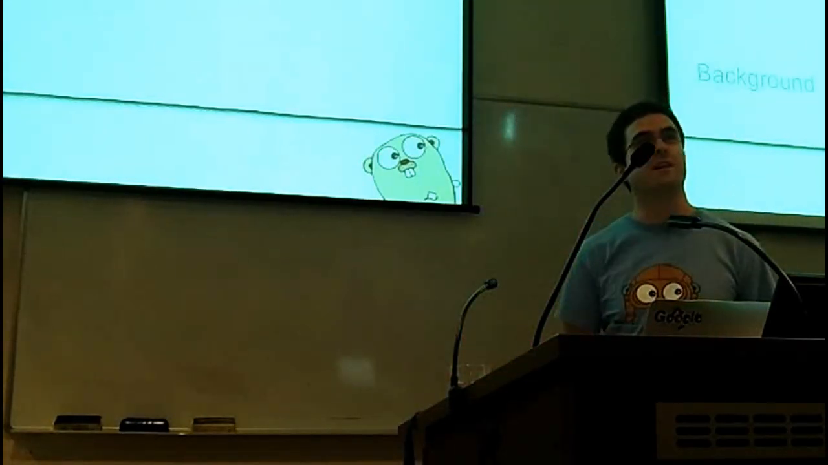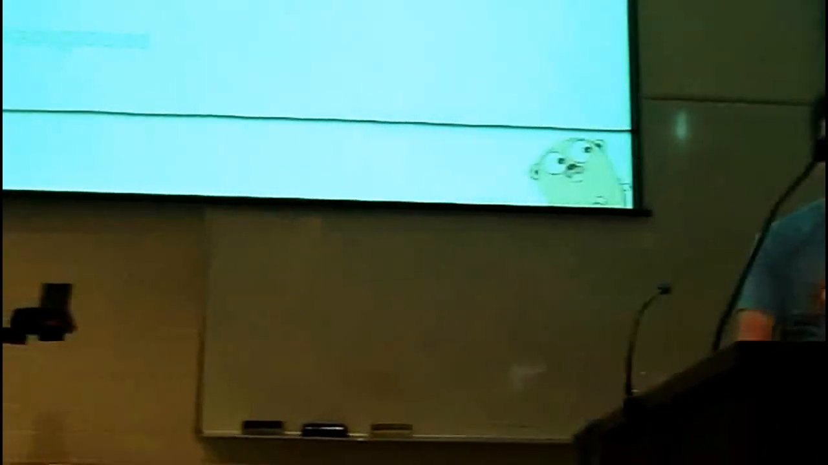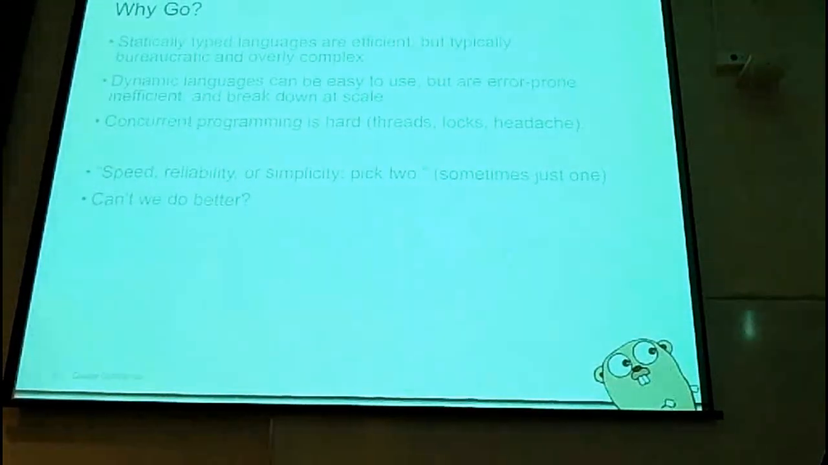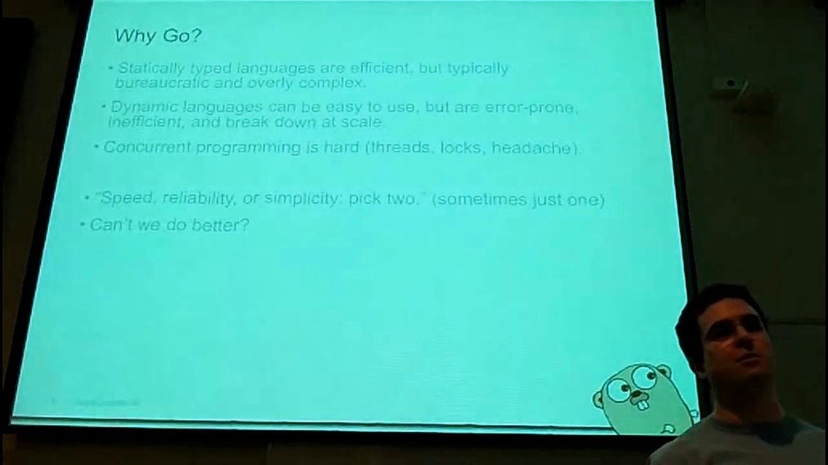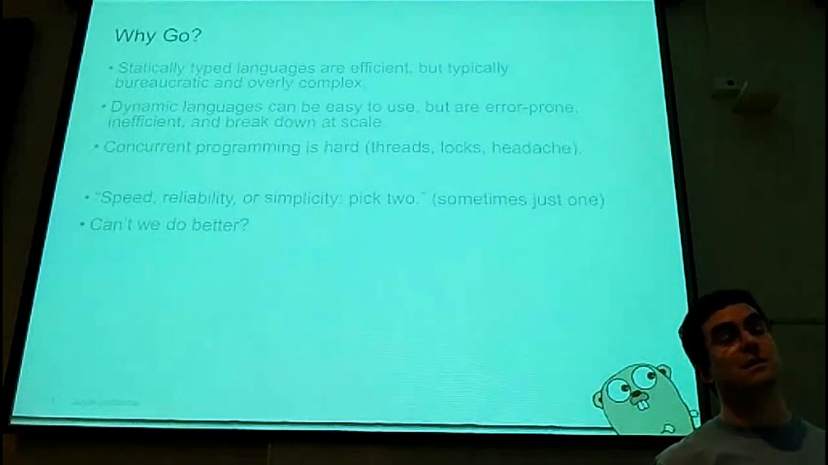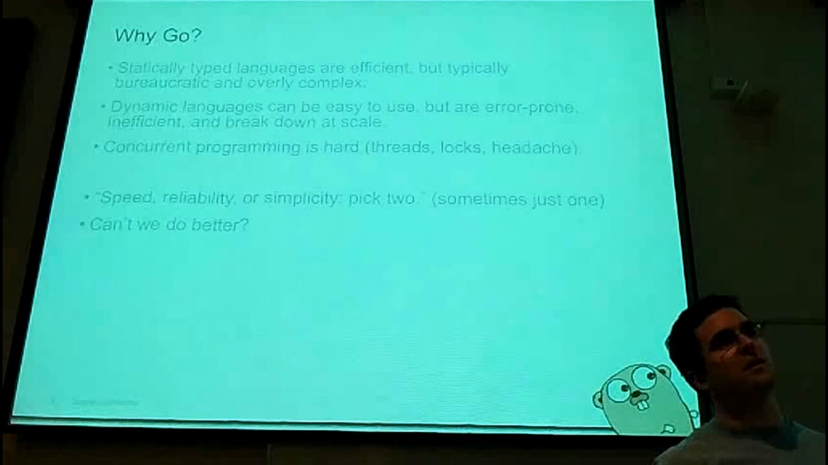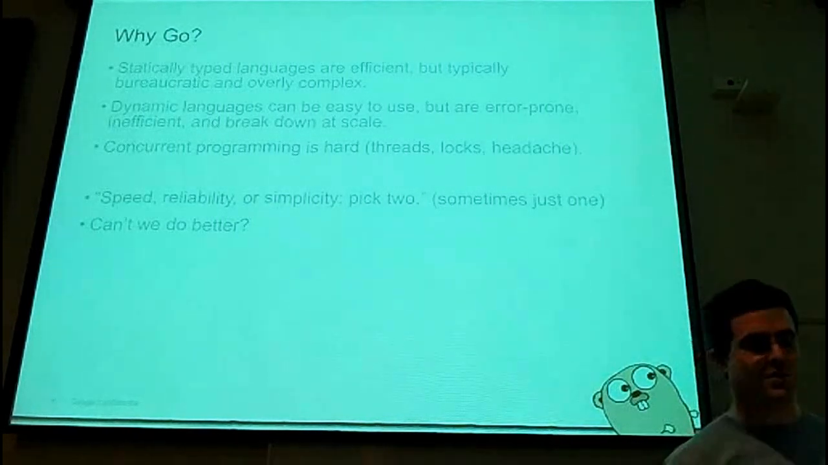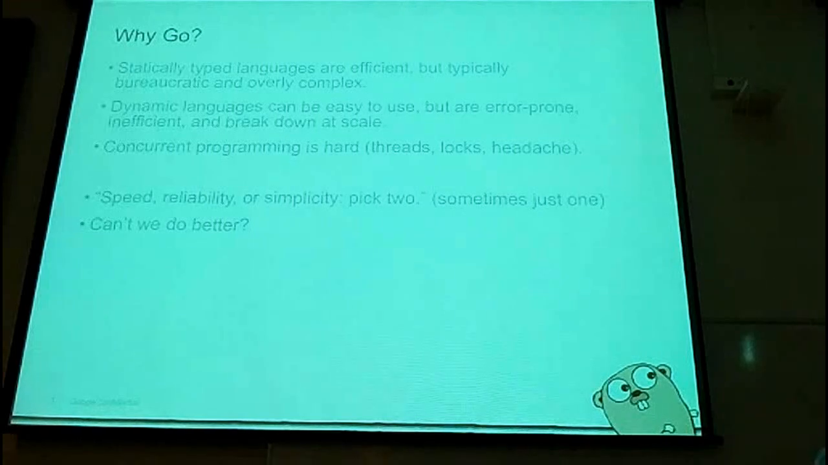All right, well, let's get started. I'll start off with a bit of background about where Go came from and why it exists. At Google, our canonical languages were Java, Python, and C++. There's a pretty diverse range of stuff across those three. We also write a lot of JavaScript.